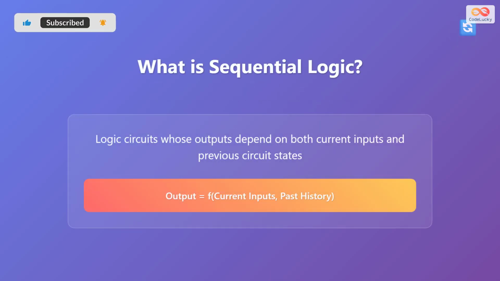Sequential logic circuits are a type of logic circuit where the outputs depend not only on the current inputs but also on the past history, or previous states of the circuit. This is different from combinational logic, where the output is solely determined by the current inputs. A key characteristic of sequential logic is that the output is a function of both the current inputs and the past history.